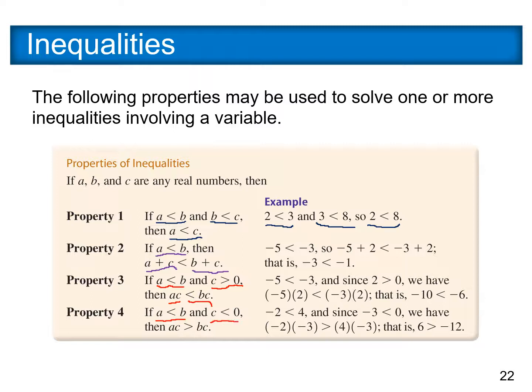And finally, the last rule is if I have a smaller than b, and if I have a number c that is negative, then a multiplied by c will now become greater than b multiplied by c. In other words, if you multiply both sides by a negative number, then you have to switch the sign from greater to smaller or from smaller to greater.